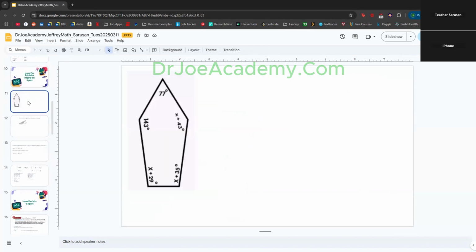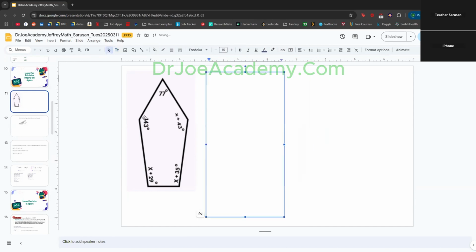So let's move on. Let's shift gears to a little bit of geometry as well. So here is a pentagon. We have interior angles for the pentagon, but three of them are represented using a variable. We have x plus 29 degrees, x plus 35 degrees, and x plus 43 degrees. So essentially, we just need to find x. So how do we solve this? What is the first step towards solving this diagram?